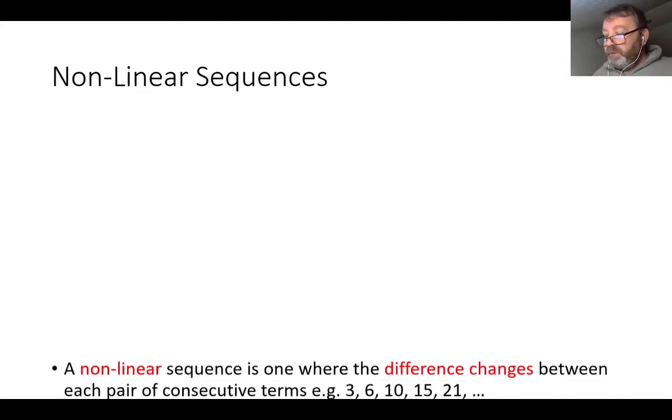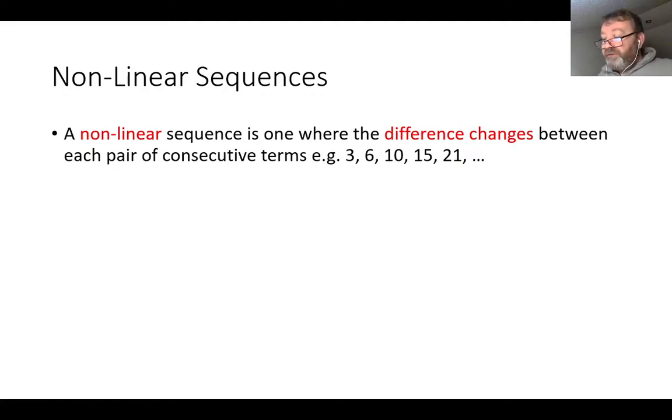But we'll take a couple of examples in a moment. A non-linear sequence, as I've already said, is one where the difference changes between each pair of consecutive terms. So take a look at this one here: 3, 6, 10, 15 and 21. The difference between 3 and 6 is 3, 6 and 10 is 4, 10 and 15 is 5, 15 and 21 is 6. Immediately, not an arithmetic sequence. If it was, those differences would be constant, they'd be common. So what I now do is I look at the differences between the differences. 3 and 4 is 1, 4 and 5 is 1, 5 and 6 is 1.